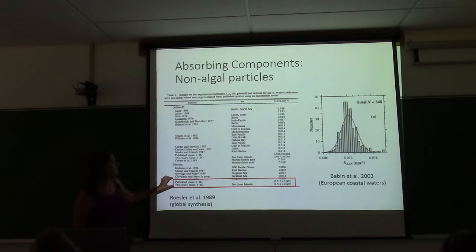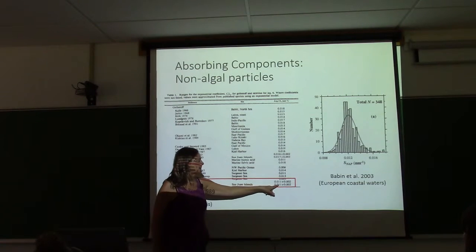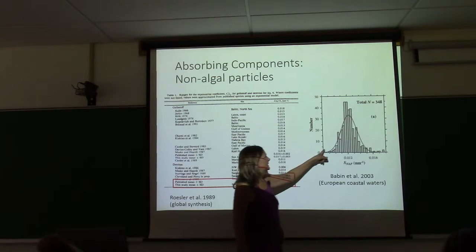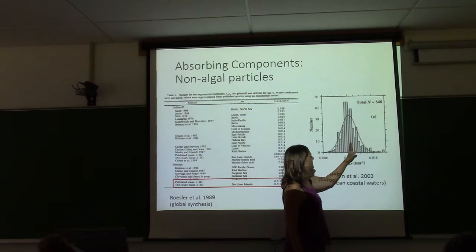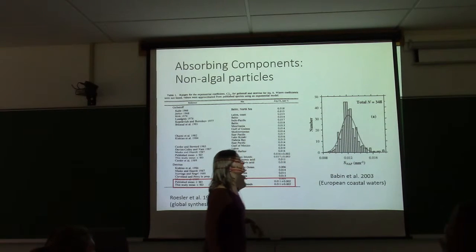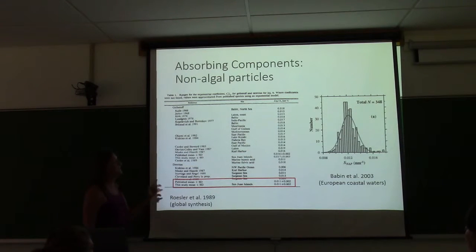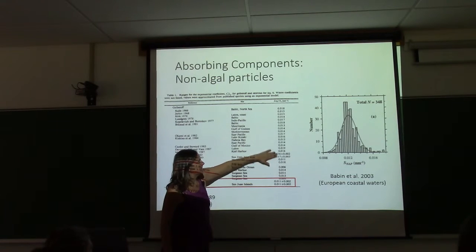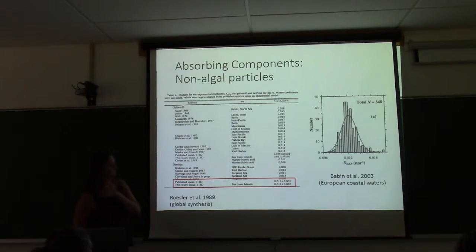If you look at the slope of that exponential of non-algal particle, the slope is much flatter, 0.011 compared to 0.016 for CDOM. And again, that same distribution of the most likely slopes of the exponential found in the European waters, again, is about 0.011. So different from CDOM, which allows you to separate absorption by the non-algal particles from CDOM, because CDOM is a much steeper slope.